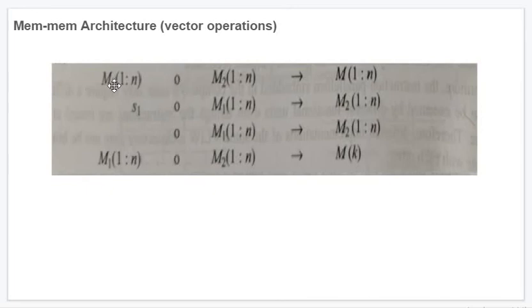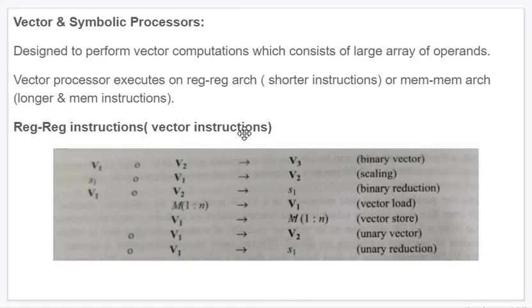If you see an M, that indicates memory. If you see a V, that indicates vector. If you see an S, that indicates you are scaling the magnitude of that vector. See here, vector 1 with vector 2. So we have studied many vector operations. Here vector 1 operated with vector 2 results in a third vector. It is a binary vector operation.